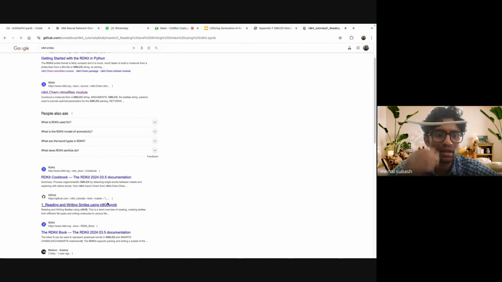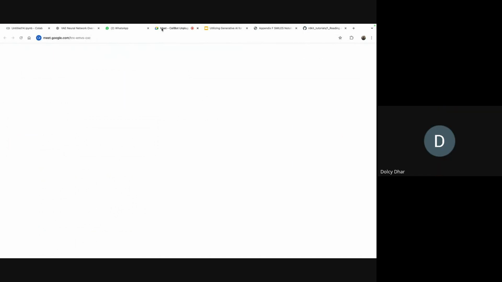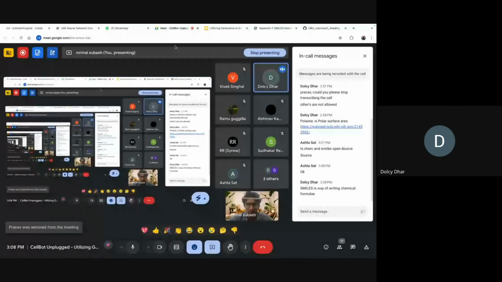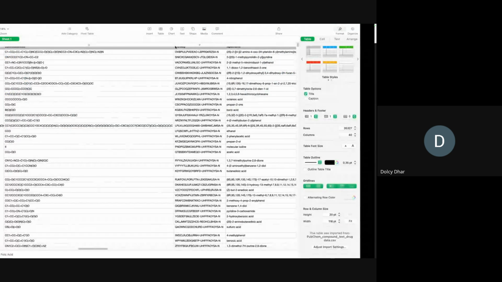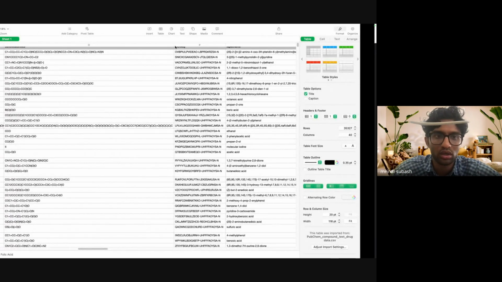So, reading and writing SMILES using RDKit. I believe SMILES is a way of writing chemical formulas in a more human-readable format. No, actually, it is for your AI, because AI cannot take in images of large chemical compounds. It cannot take images and find out if that is morphine. We need to create a linear entry system for it. So SMILES is that.